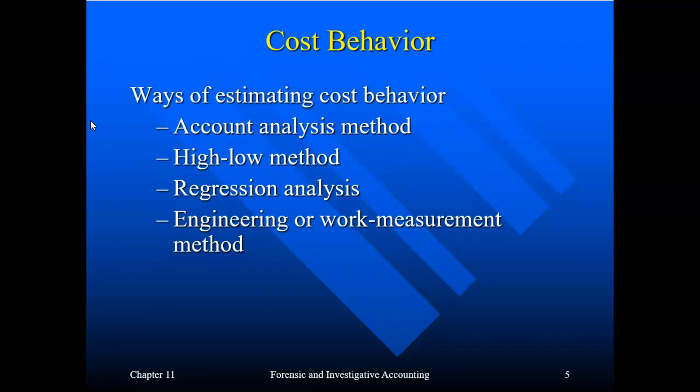Now, to find out if it's below average variable cost, you have to look at the cost behavior, and this is not easy to find. These methods you see on the screen now, you probably saw in your previous accounting courses. The account analysis, that's just looking at the accounts and how they act. The high-low method, hopefully familiar to you. Regression, hopefully familiar. And then engineering or work measurement is another method where you get another professional in, such as engineers, to find out how the cost occurs.